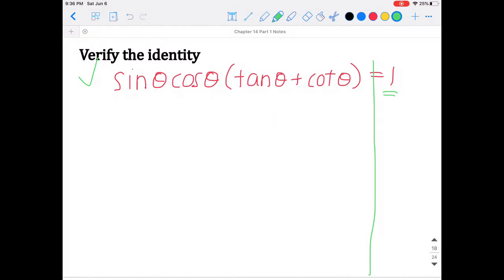So the first thing that we're going to do is rewrite this. Sine of theta and cosine of theta are going to stay the same. And then in our parentheses, we're going to rewrite tan and cotangent as fractions.